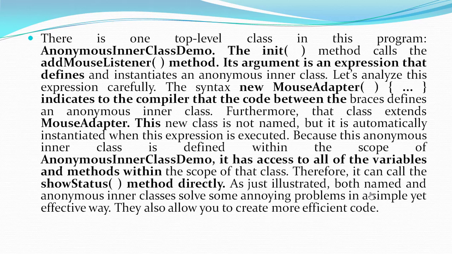This syntax indicates to the compiler that the code between the braces defines an anonymous inner class. Furthermore, that class extends MouseAdapter. This new class is not named, but it is automatically instantiated when this expression is executed. Because this anonymous inner class is defined within the scope of AnonymousInnerClassDemo, it has access to all of the variables and methods within the scope of that class. Therefore, it can call the showStatus method directly.